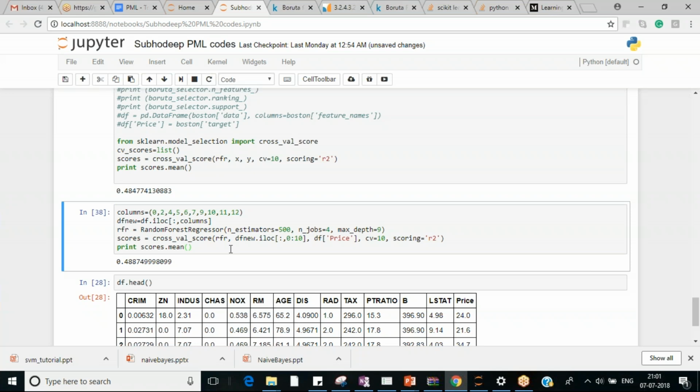Sorry, I didn't get that. A question, what should be greater? I was just waiting, since we have removed some features, it should come more than whatever we have seen, and it has come.